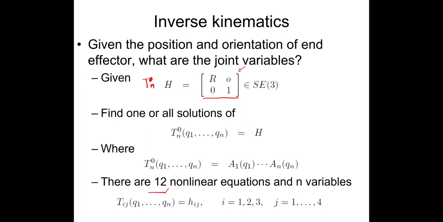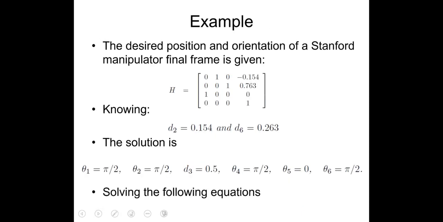Here q means either theta i for a revolute joint or di for a prismatic joint. Okay, so then it becomes a mathematical problem, right? And let's use one example to show what we're actually doing here.